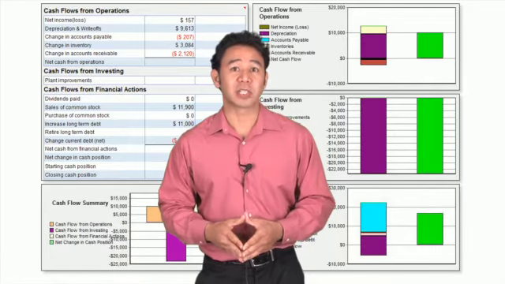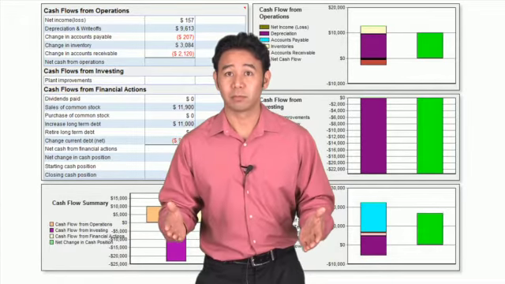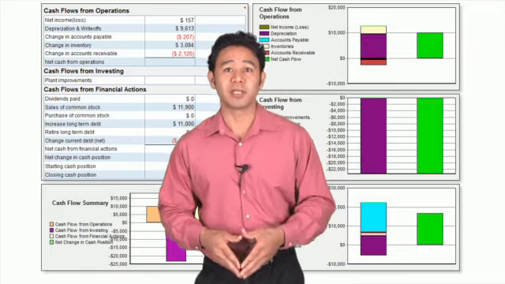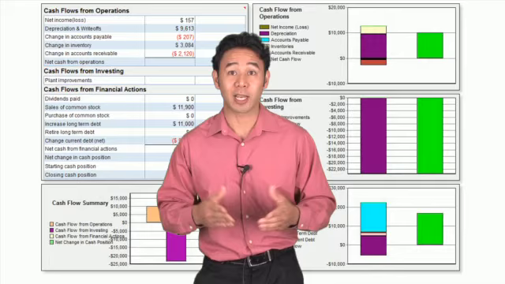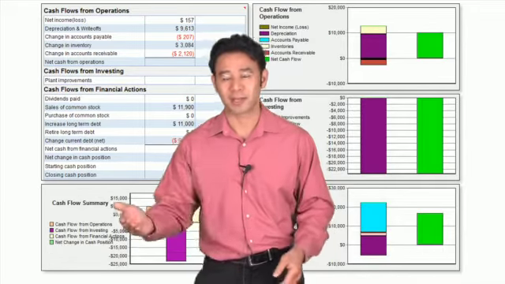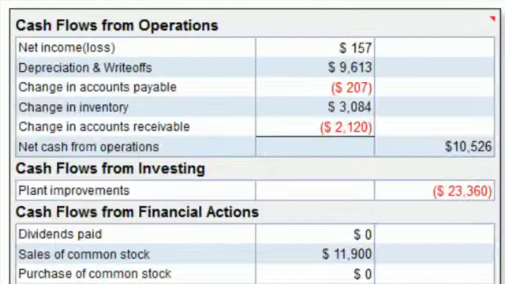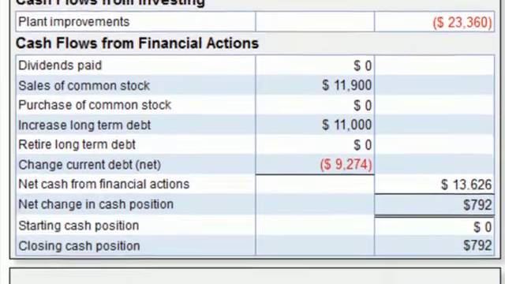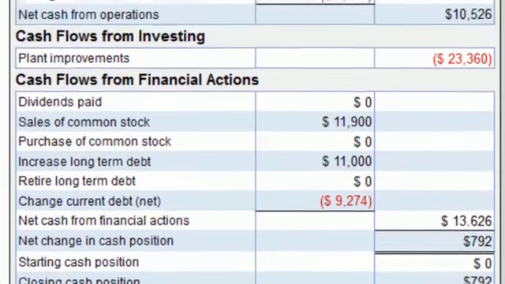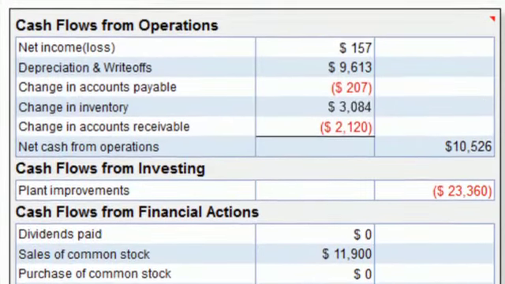This statement shines a spotlight on the cash account. The cash flow statement displays inflows and outflows through the business. It reports the change in account position from one year to the next. The cash flow statement is broken into three parts: operating activities, investing activities, and financing activities. Let's start with operating activities.